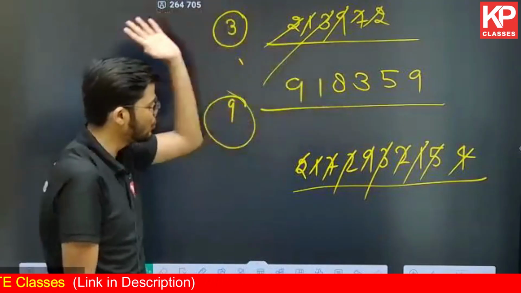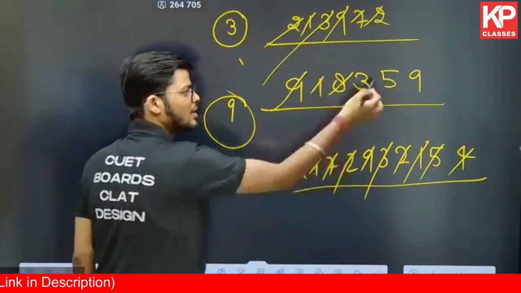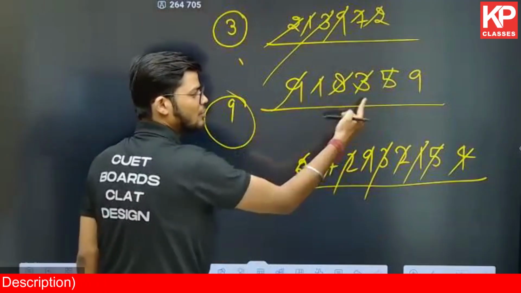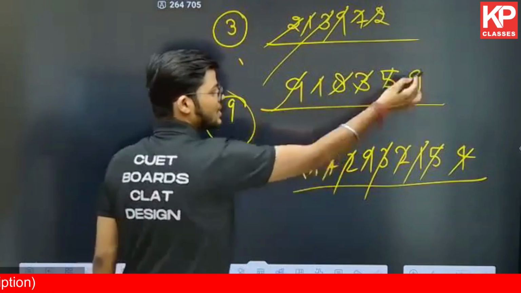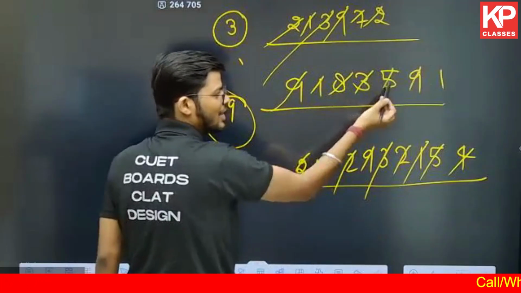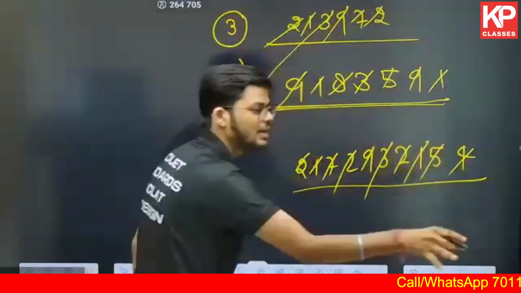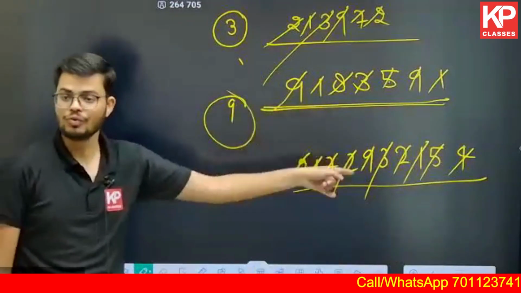Here also I am not going to add everything. This 9 is divisible by 9. This 8 plus 1, 9, is divisible by 9. This 3 and 5 will be 8. I'm just keeping the 1 here. So 3 and 5 will be 8, and 8 and 1 make 9. So the complete number will be divisible by 9. That is the divisibility rule for 9.